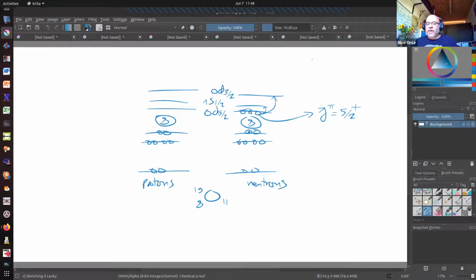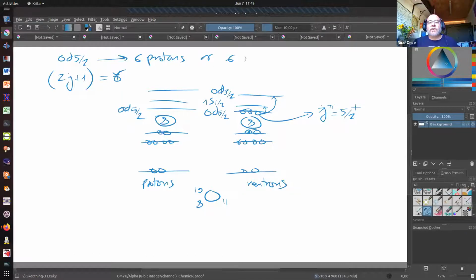So what happened? For the 4th floor here, which is the 0d5/2, we have an occupancy of 2J plus 1, and J is 5/2. Obviously, this is equal to 5 plus 1, 6, right? So for the 0d5/2, we will have the possibility to have either 6 protons or 6 neutrons on the other side.